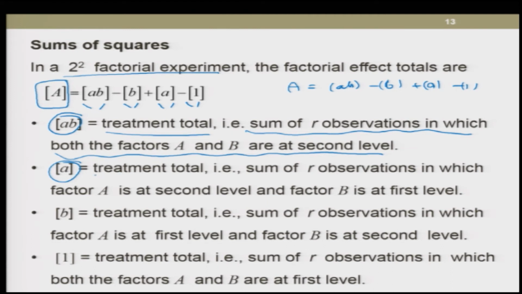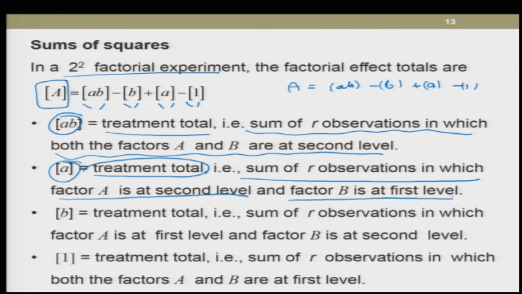So, this is going to denote the treatment total, that is the sum of R observations in which factor A is at the second level and factor B is at the first level. And similarly, here small b inside the square bracket and 1 inside the square bracket, they are also going to denote the treatment totals, or the sum of observations when those treatment combinations have been assigned to all the plots, right.